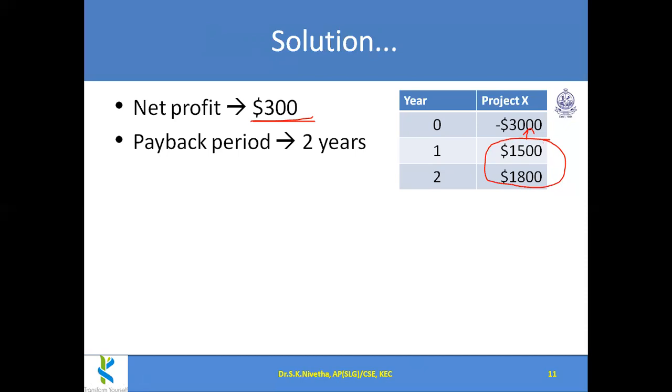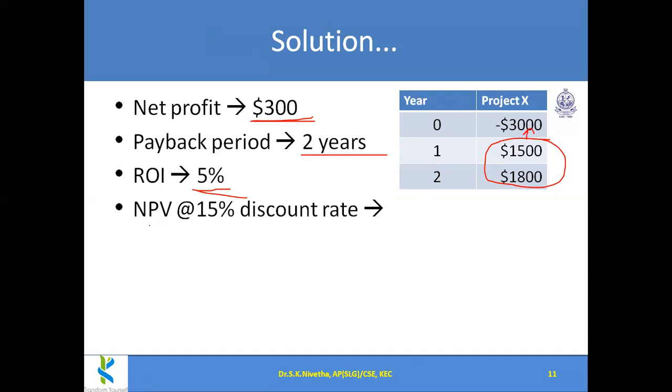Next, payback period. We could see in 2 years the 3,000 is taken back. So payback period is 2 years. Yes, that is also a positive side. Return on investment is there. Some return on investment is there, 5%. Though it is not on a highly positive side, something is there.